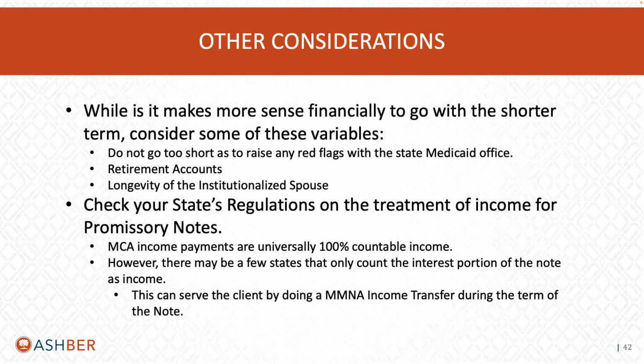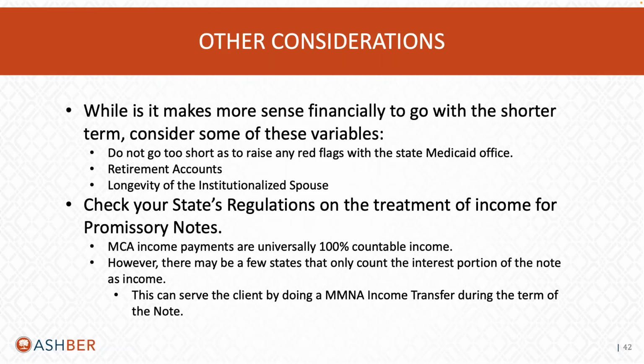And then also the longevity of the institutionalized spouse. If there's a short longevity, then there's not really going to be much of a benefit per se for the MMNA transfer if you do it in the short term, because they're not getting that MMNA transfer in years 2, 3, 4, 5, 6. If there's a short longevity there, then there would still be reason to go short on that one, but it's something that has to be taken into consideration, because it may not necessarily provide the best economic result there.